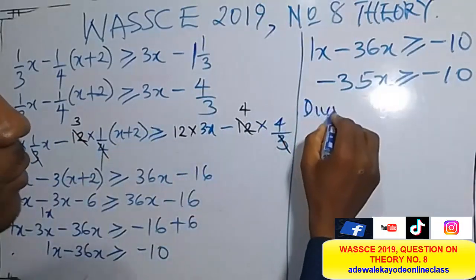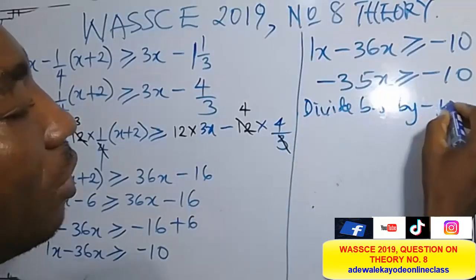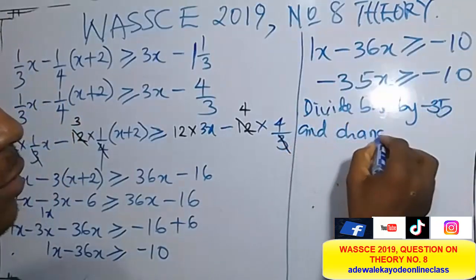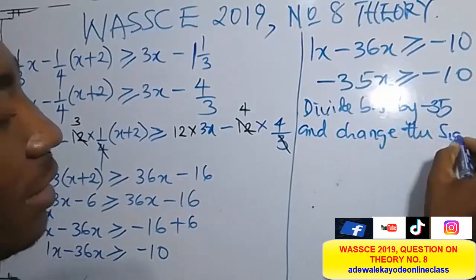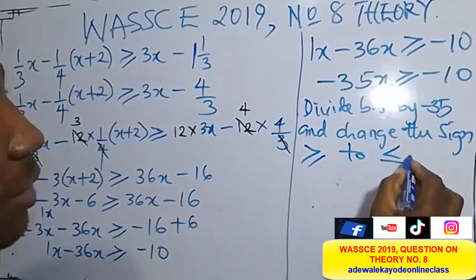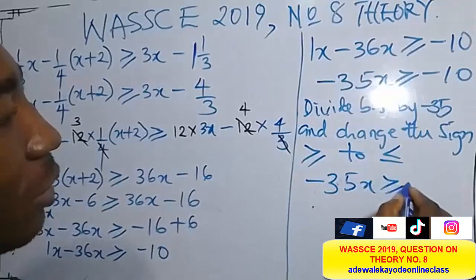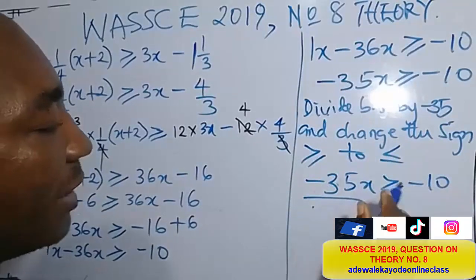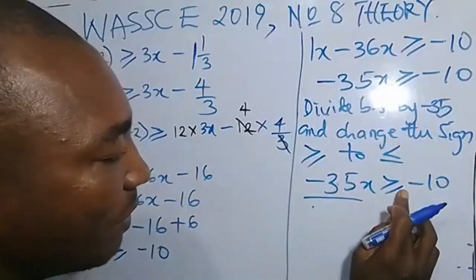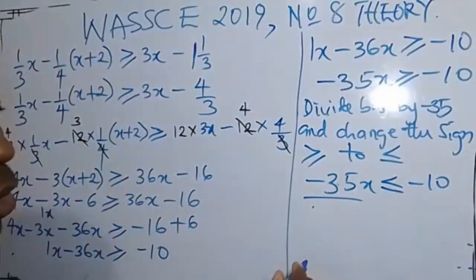So divide both sides by minus 35 and change the sign. And what sign do we have here? We have greater than or equal to. It will be changed to less than or equal to. So we now have minus 35x greater than or equal to minus 10. Let's divide it. Don't forget, I said once you are doing this, you are going to change the sign. And the sign will become less than or equal to.